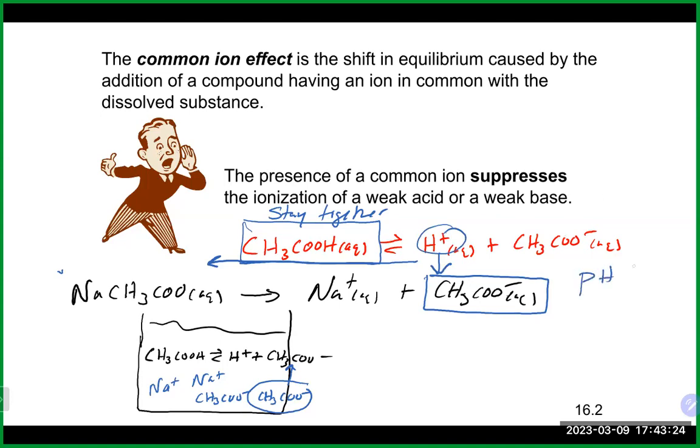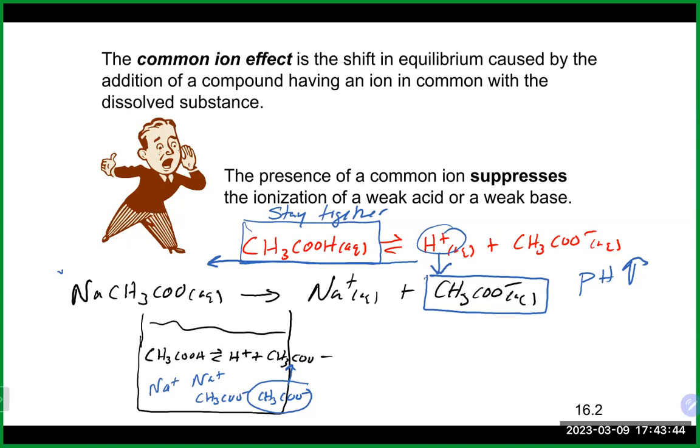pH then would go up, yeah? So it would go up in terms of the pH because we have less H plus, which means by default you got more OH minus in the solution, right? Because they go together, H plus and OH minus. So the result of this sort of common ion effect is it will suppress that weak acid.